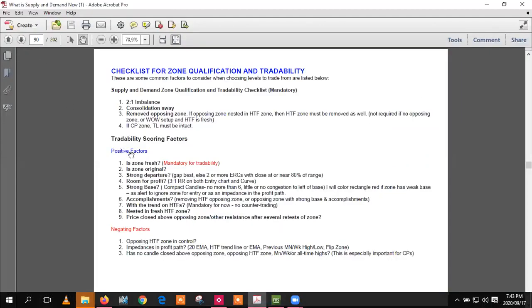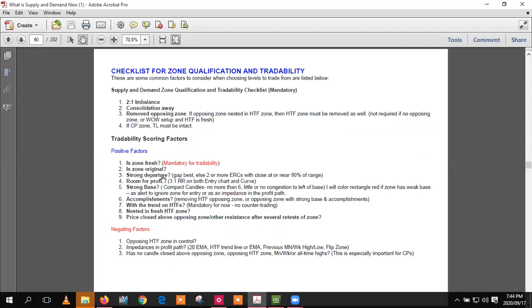Check if it is fresh, it must be a fresh zone. If it's original, it's not a must for a zone to be an original zone. It can be reacting to a previous zone and also be tradable. But if it is original, then it's going to be high probability.